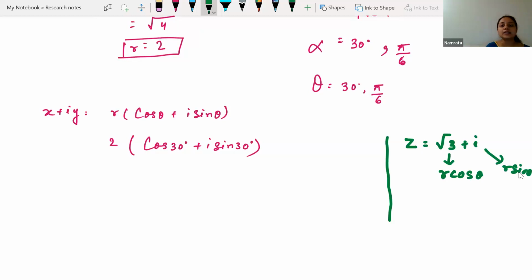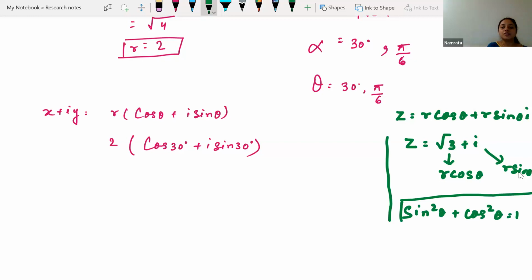Why are we taking it like this? Because a complex number in polar form looks like this: r cos theta plus r sin theta into I. So that's why we are taking the first one as r cos theta, the second one as r sin theta. We are assuming that it's already in polar form. From here, we know one identity, that is sin square theta plus cos square theta is equals to 1. We have learned this identity when we were doing trigonometric functions.